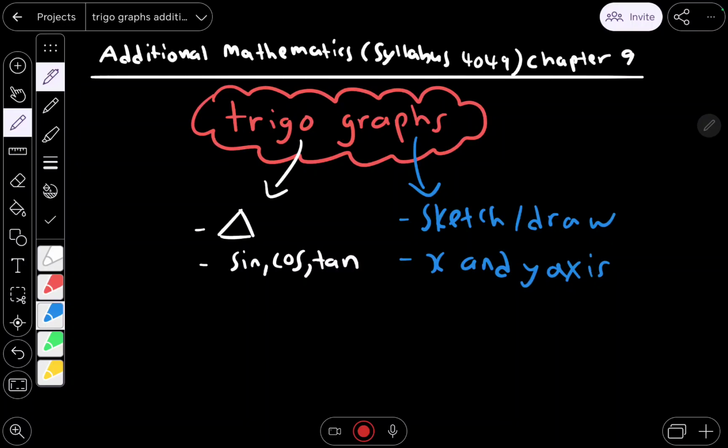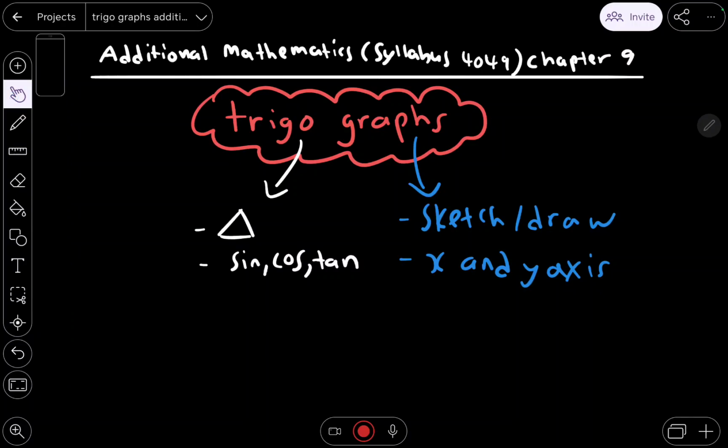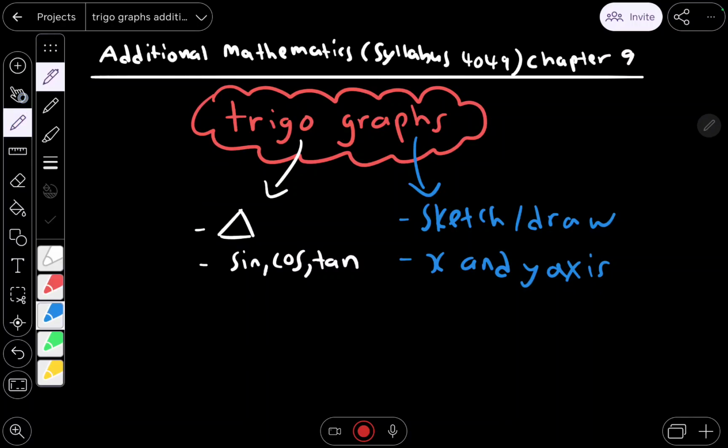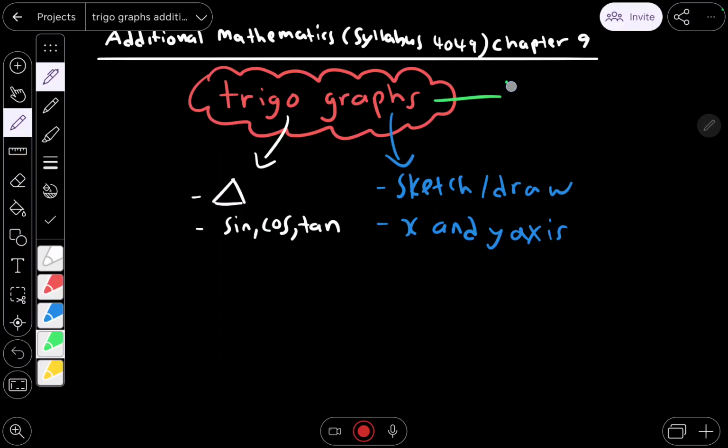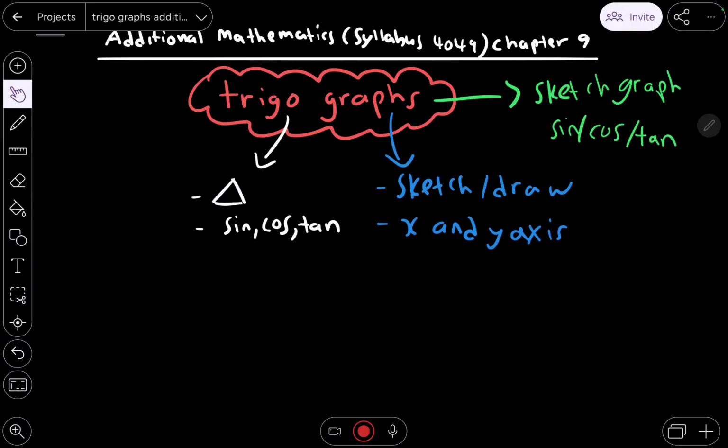So in short, basically it's correct, because the real definition of trigographs is to draw, actually more of sketch. Questions in the O levels or in the school papers will ask you to sketch a graph related to sine, cosine, or tangent. So that is the meaning of trigograph. It's trigograph sketching.